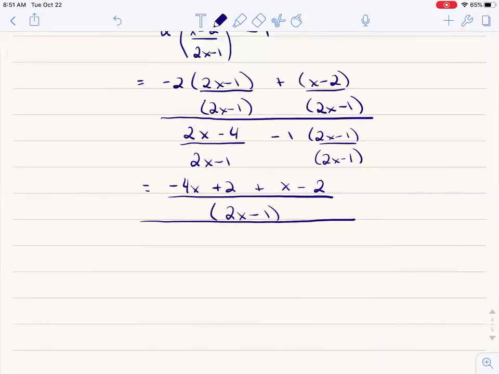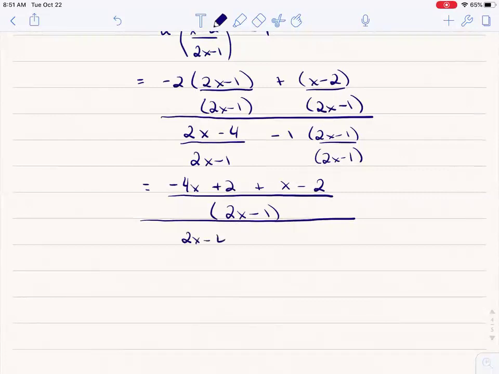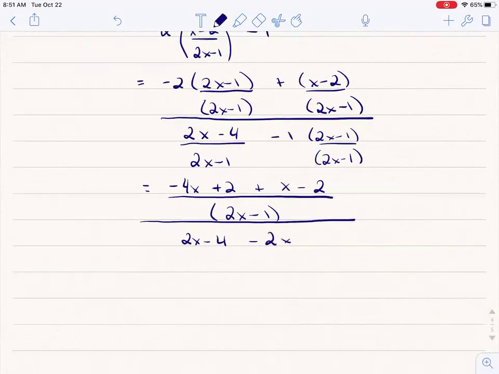And then simplifying the bottom, I get 2x minus 4. -1 times 2x is -2x. -1 times -1 is +1. All over 2x minus 1.